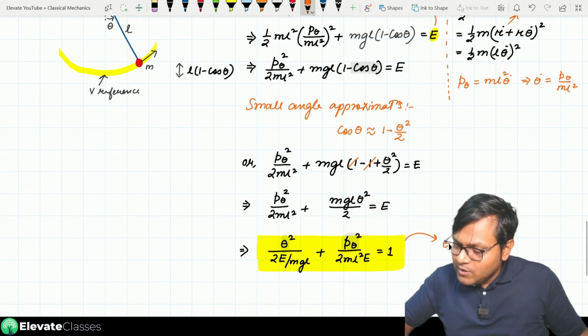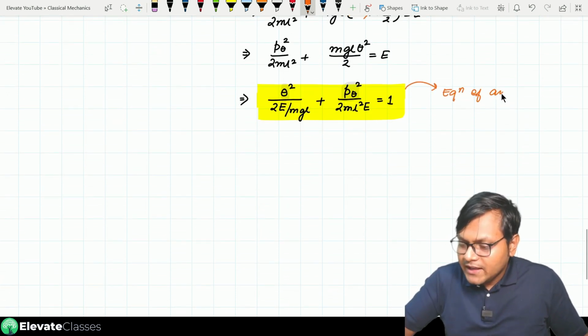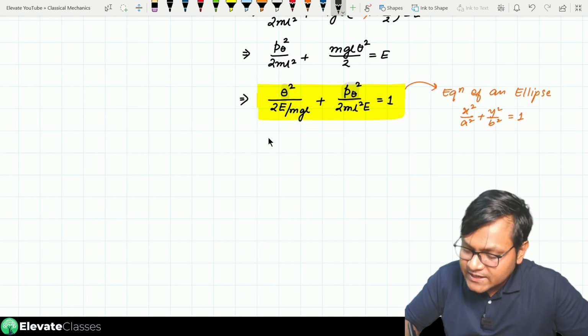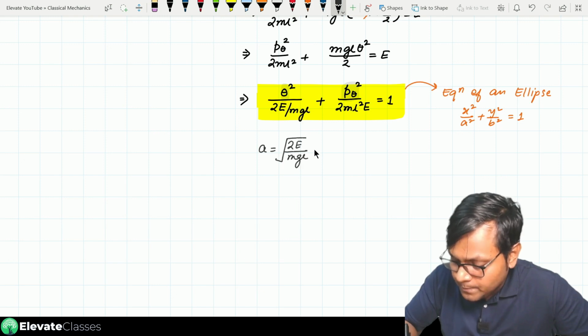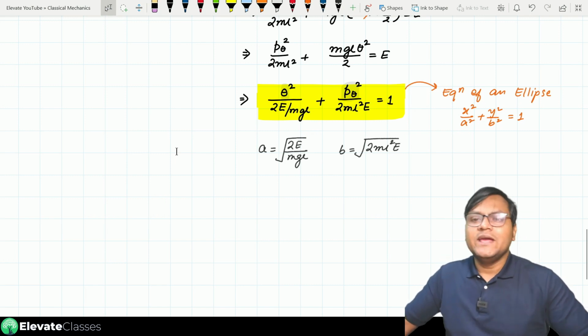Okay, so this is the equation. This is basically the equation of an ellipse. Okay, ellipse का equation कैसा होता है? X square upon a square plus y square upon b square is equal to 1. So by comparison we can say that आपका a क्या है? What is a? A is equal to root over 2e upon mgl, and b is equal to root over 2ml square e. All right. So if we draw the phase space trajectory of a simple pendulum, we should get an ellipse.